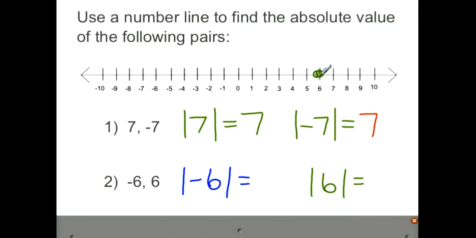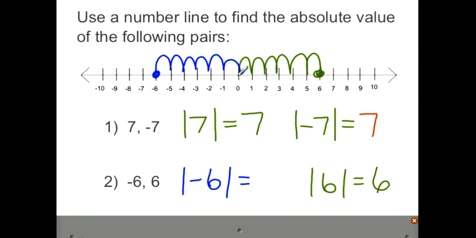Let's start with 6. We've put 6 on the number line, and we're going to count from 0 how many spots it is away. So the absolute value of 6 is 6, and we're going to plot -6. We're going to count from 0 how many spots -6 is away from 0, and it is 6 spots. Notice that all of our answers are positive.